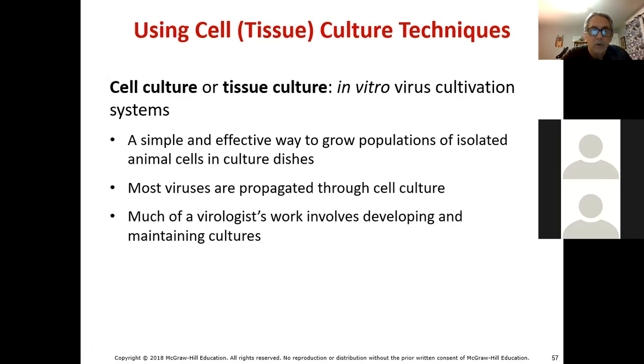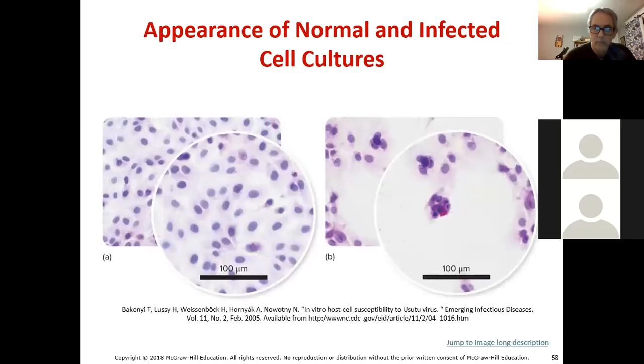So tissue culture is a simple, effective way to grow populations of isolated animal cells in culture dishes. Most viruses are propagated through cell culture. Much of a virologist's work involves developing and maintaining these cultures. So we see when a virus infects a cell, these are the normal cells. They become abnormal. We call these cytopathic effects, and they can be characteristic of a virus.